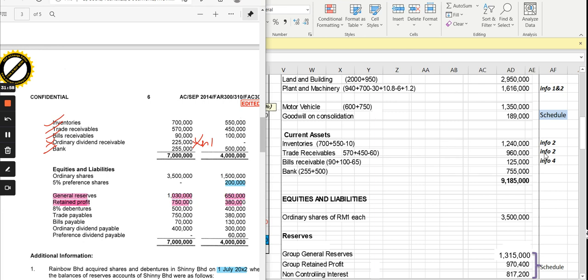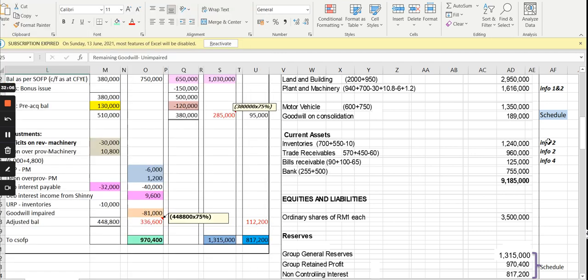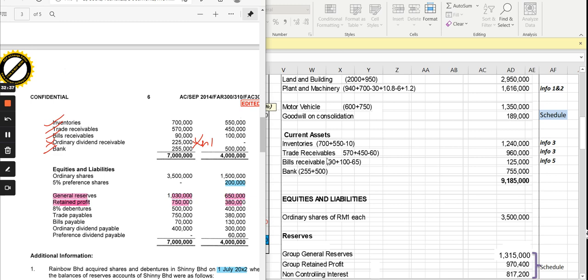from an information number. I have to put this, inventory is information number 3. You need to check that, information number 3, inventory. And trade receivable, that is also information number 3. Okay. And bill receivable is information number 5. So go and adjust that. And there are no other adjustment for bank. So the one that you adjust is the intercompany transaction.